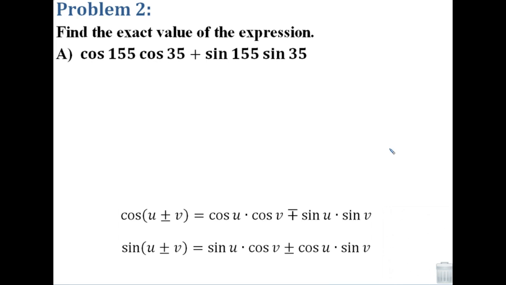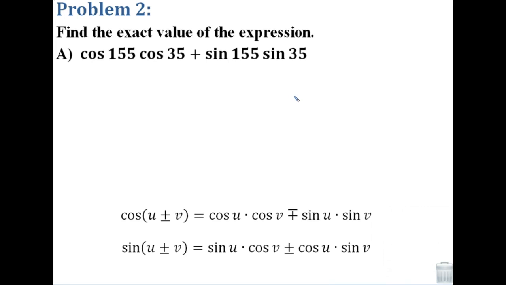All right, in problem 2, we're going to show you another way we can use these trig identities. In the first problem, we worked from the left side of the identities to the right side. Here we're going to be doing the opposite. So problem 2 says, find the exact value of the expression cosine 155 times cosine 35 plus sine 155 times sine 35.